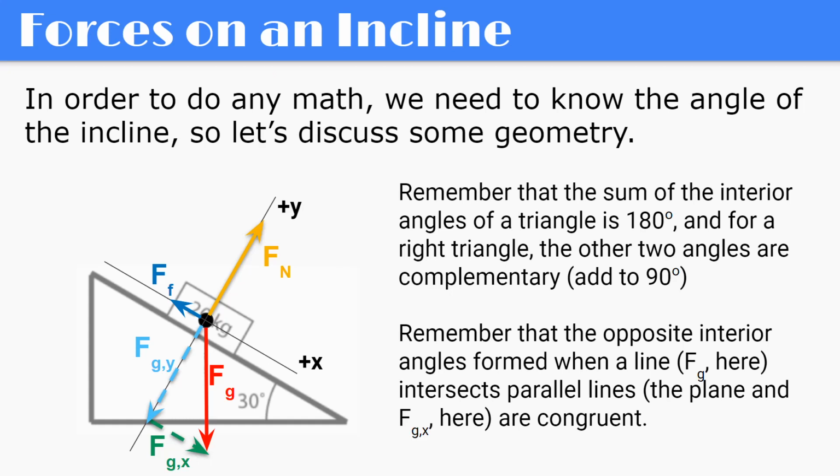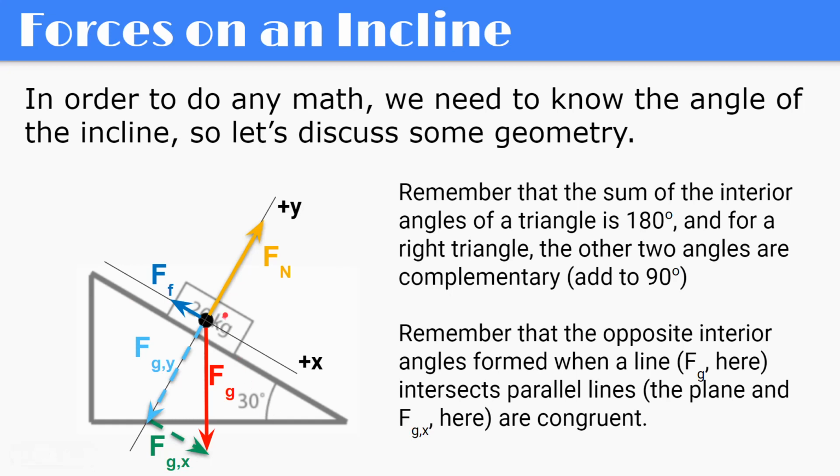Okay, remember that the sum of the interior angles of a triangle is 180 degrees. So if you look at this entire inclined plane, I can see a 30-degree angle right here. And I know that the sum of this angle and this angle is 180 degrees. But I know that this one is a right angle, which means this 30-degree angle and this angle here add up to 90. Okay, they're complementary angles. This would be a 60-degree angle.